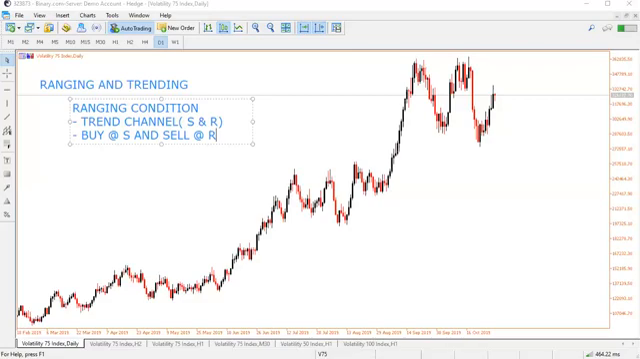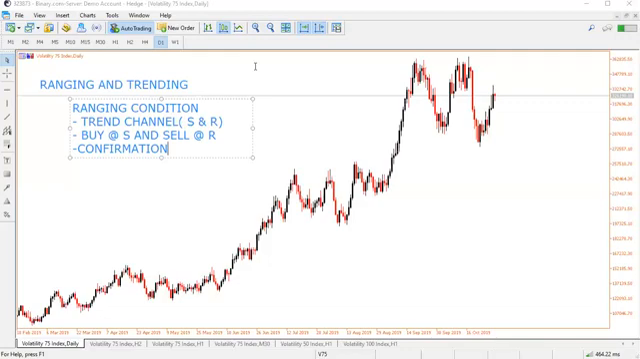Another thing, guys: in order for you to be able to buy at support and sell at resistance, we need confirmation. We don't just say, okay, the market right now is at support, let me take a buy, or it's on resistance, let me take a sell. We don't do that, guys. We always trade confirmations, right? We always trade confirmations.